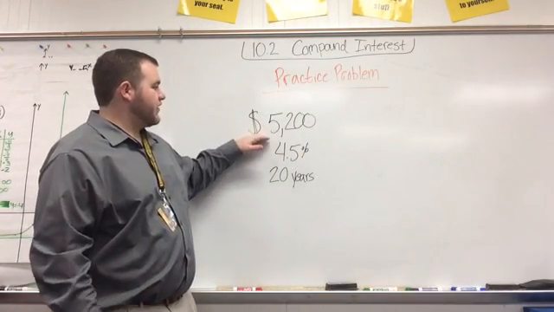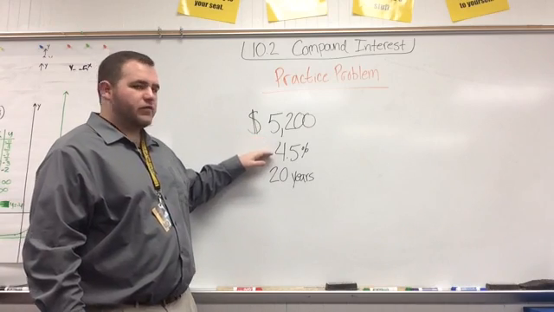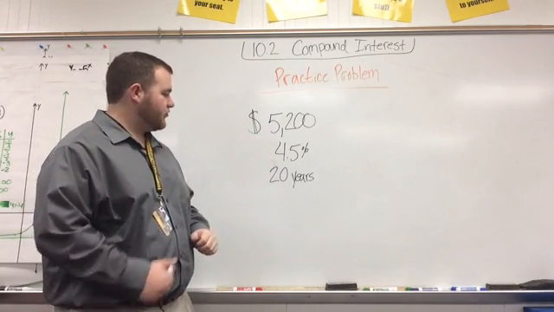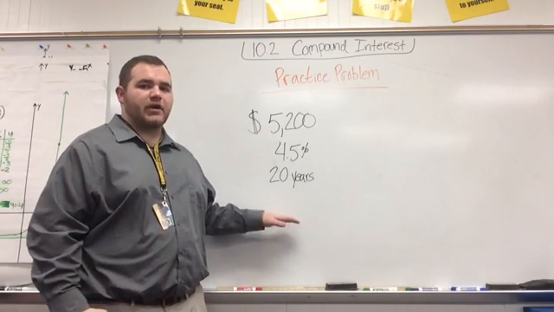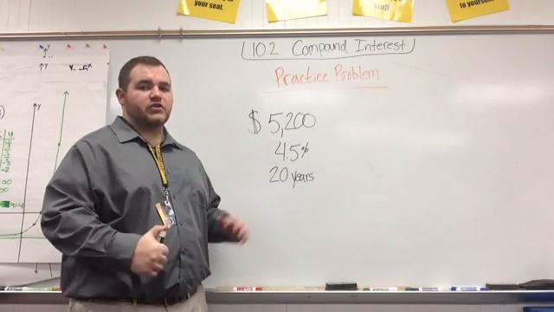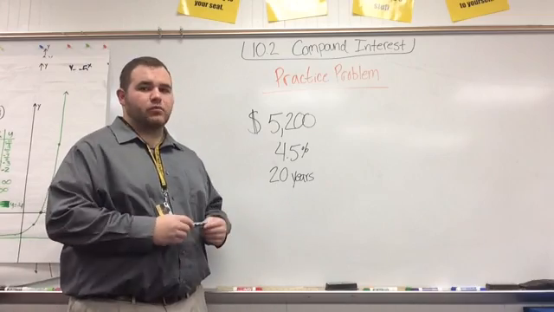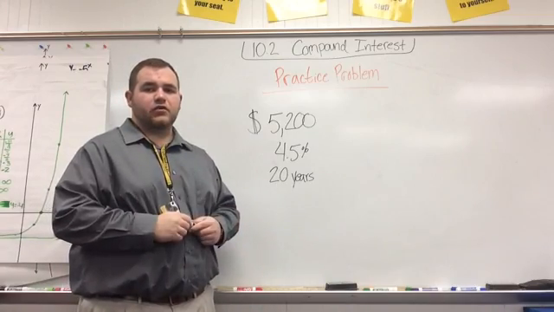Here's your practice problem for tonight's video. You have a $5,200 principal, a 4.5% interest rate over a 20-year period. And so be sure you're calculating the compound interest only. So be sure you're following the steps that we did in the previous 2 problems and submit it through Edmodo once you're done.